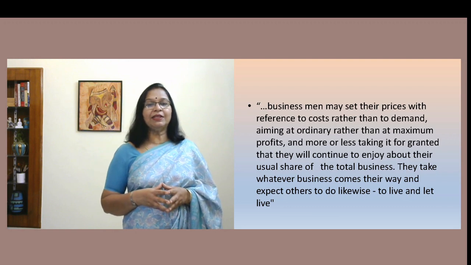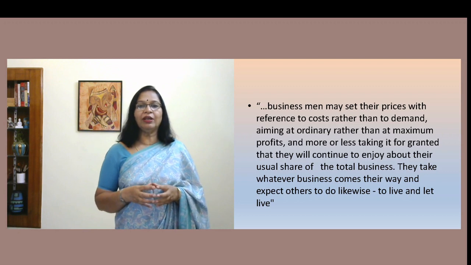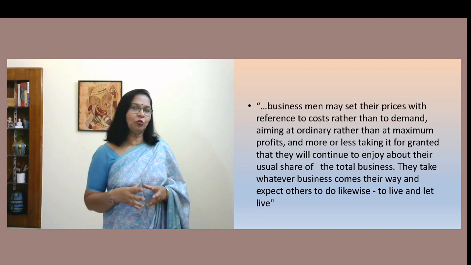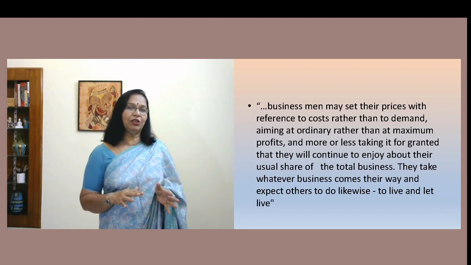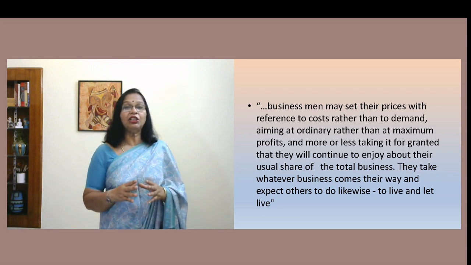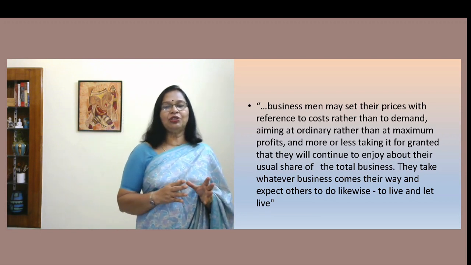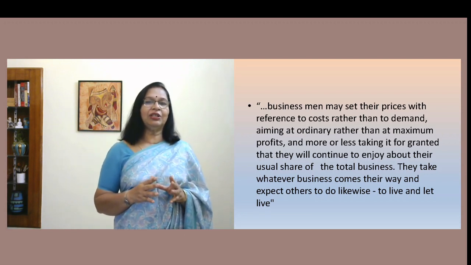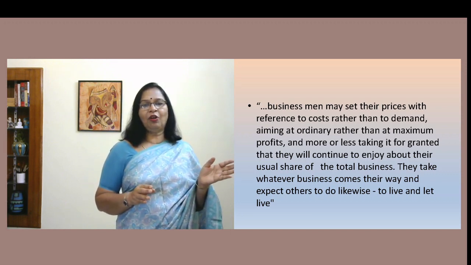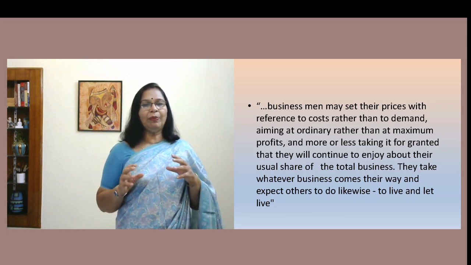Businessmen may set their prices with reference to cost rather than to demand, aiming at ordinary rather than at maximum profit. Remember, B did not think of expanding its output and disturbing the profit margin that it was already getting, and more or less taking it for granted that they will continue to enjoy about their usual share of total business. So B decided to align with A's decision and maintain its output at such a level because it was already enjoying the profit that firm A could have got at that monopoly price. They take whatever business comes their way.